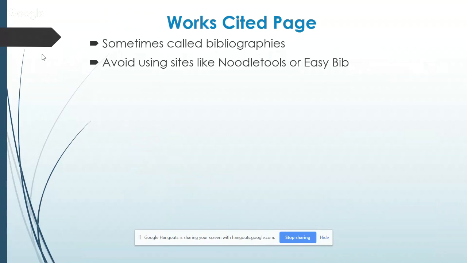I want you to avoid using sites like Noodle Tools, EasyBib, or any other citation generator site, because they're not always accurate. They're not always up to date on MLA stuff. You don't want to be producing inaccurate information. My philosophy is, if you know where to find the information and you can put that information together, you'll get more confident at putting together works cited pages. And believe it or not, you'll be able to whip together a works cited page in the matter of a few minutes.